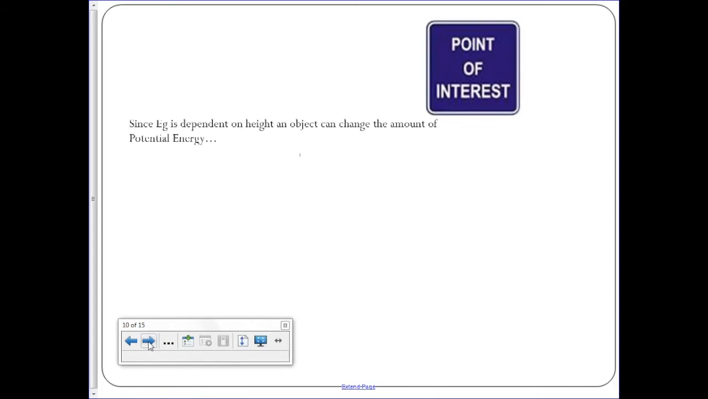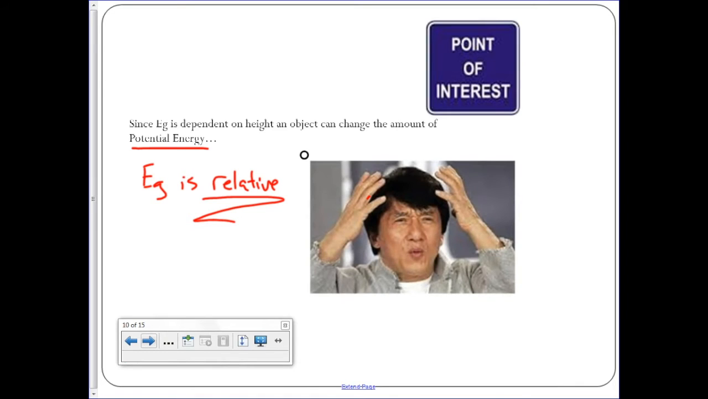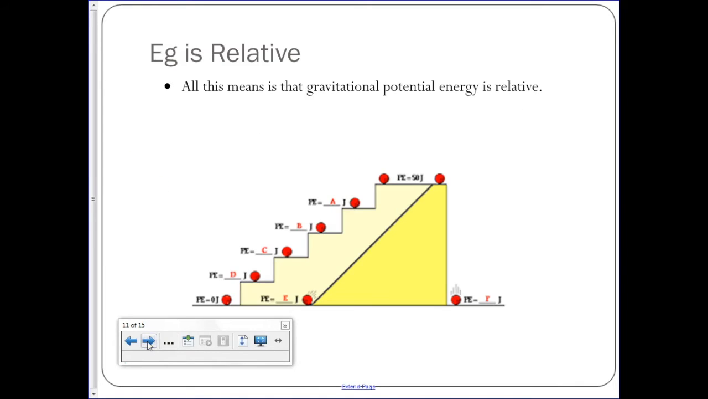So that's an important thing to remember for these upcoming calculations. However, one thing we have to remember is since the gravitational potential energy is dependent on the height of an object, this can change the amount of potential energy an object has if it is changing height. So what we call this is we say that Eg is relative. Now you're probably thinking, whoa, crazy talk, relative, absolutely hard to visualize. So let's take a look at a picture.